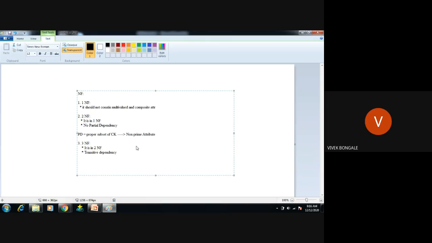How to find the transitive dependency? You know what a transitive dependency is, right? Transitive dependency is nothing but: x determines y, y determines z, then x determines z. This is what transitive dependency means. Here we are trying to find the third normal form violation through transitive dependency, basically on non-prime attributes. Example, in the employee table, the regular employee table I was taking.